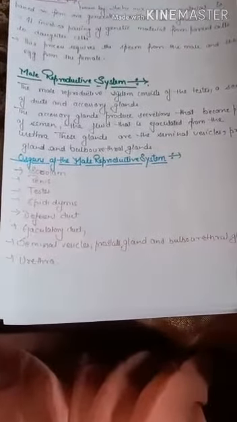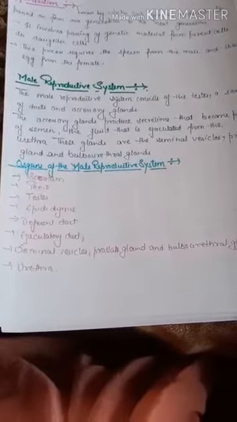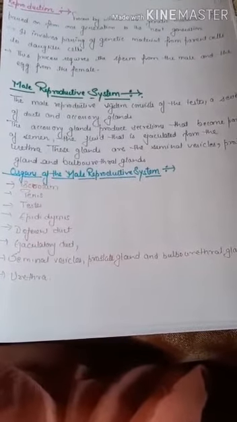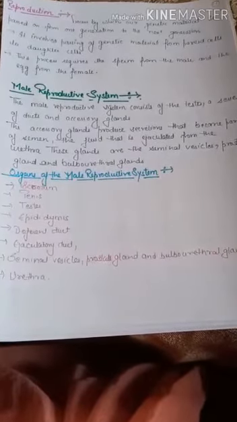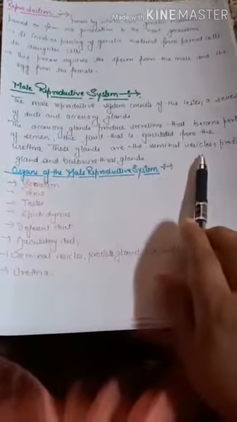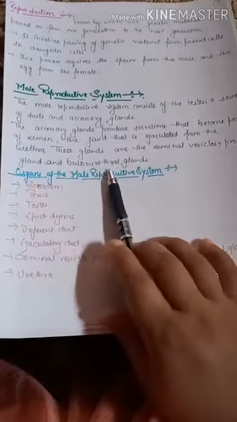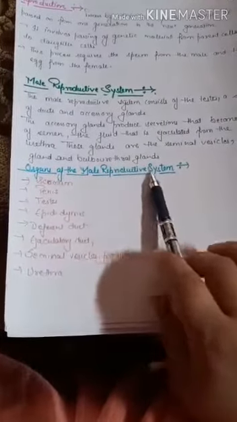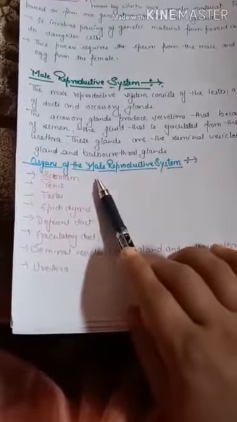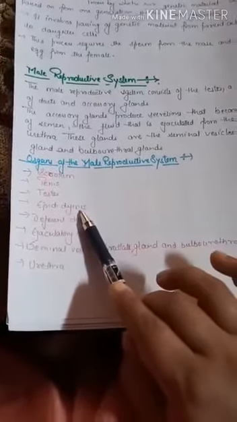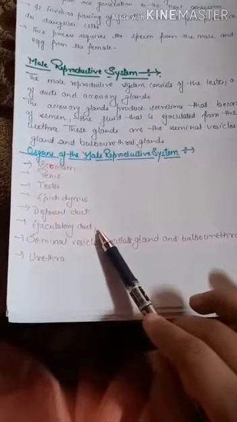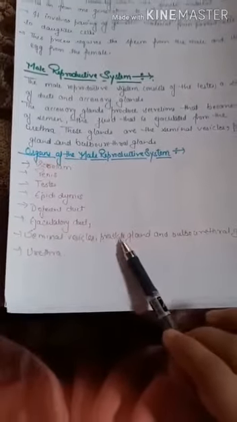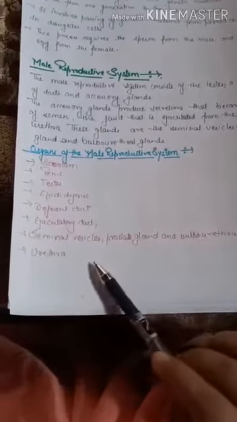The male reproductive system consists of testes, a series of ducts, and accessory glands. The accessory glands produce secretions that become part of semen, the fluid that is ejaculated from the urethra. These glands are the seminal vesicle, prostate gland, and the bulbourethral glands. These are the organs involved in the male reproductive system: scrotum, penis, testis, epididymis, deferent duct, ejaculatory duct, seminal vesicle, prostate gland, bulbourethral gland, and urethra.